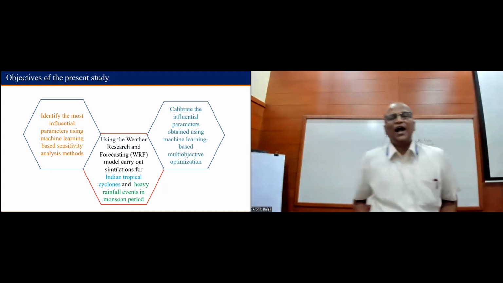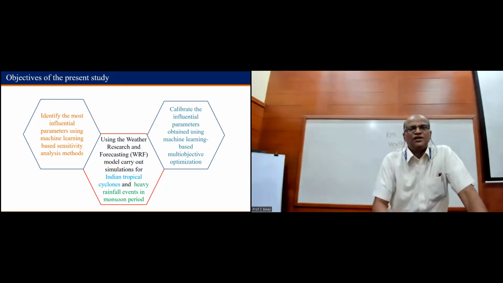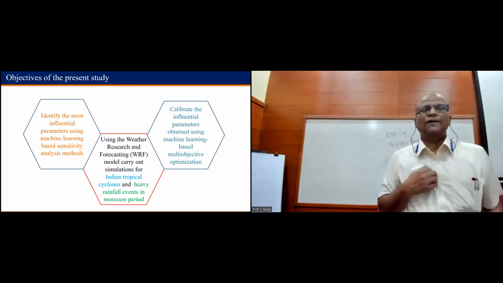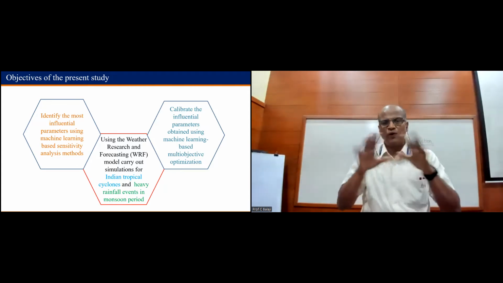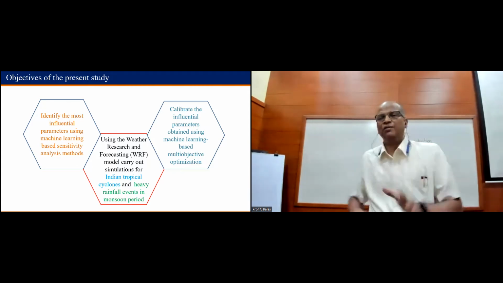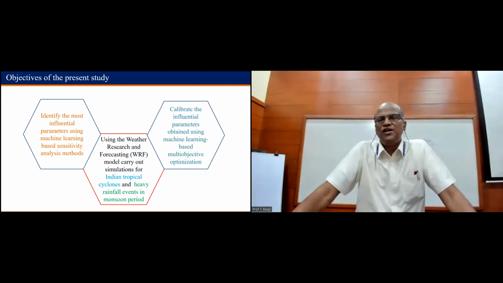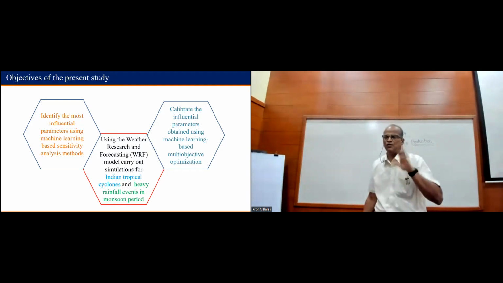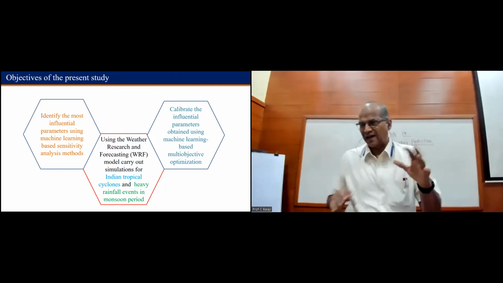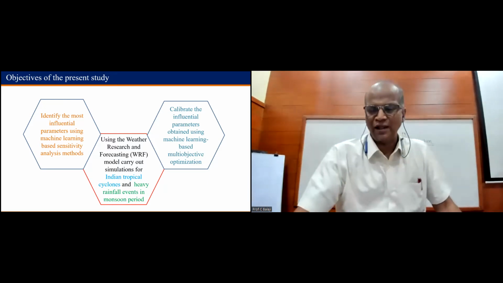Left side: identify the most influential parameters using machine learning based sensitivity analysis methods, and then look at the sensitive parameters and see whether you can calibrate. The right side is to calibrate the influential parameters using machine learning based multi-objective optimization. These terms may look scary, but we will remove the scare by the end of this lecture.